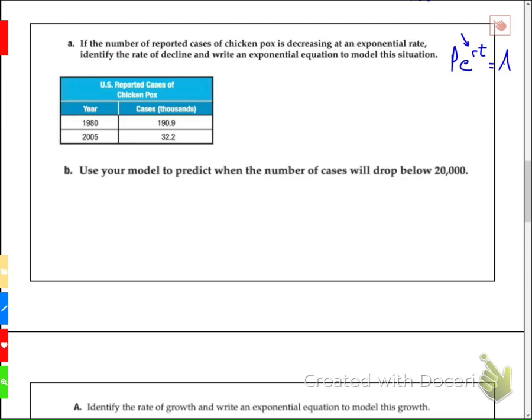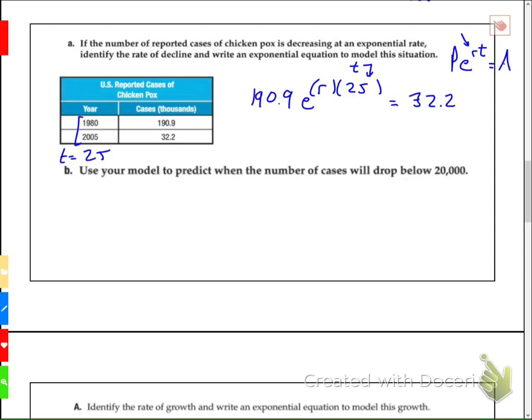So let me write a PERT equation. 190.9 e to some rate times some number right here, some time. Okay? And that needs to equal, what do I end up with? 32.2, okay, thousand cases. Now, the time that elapsed was the difference between these 2 years. So how many years elapsed? 25. Okay, I'm going to put a 25 right in there.